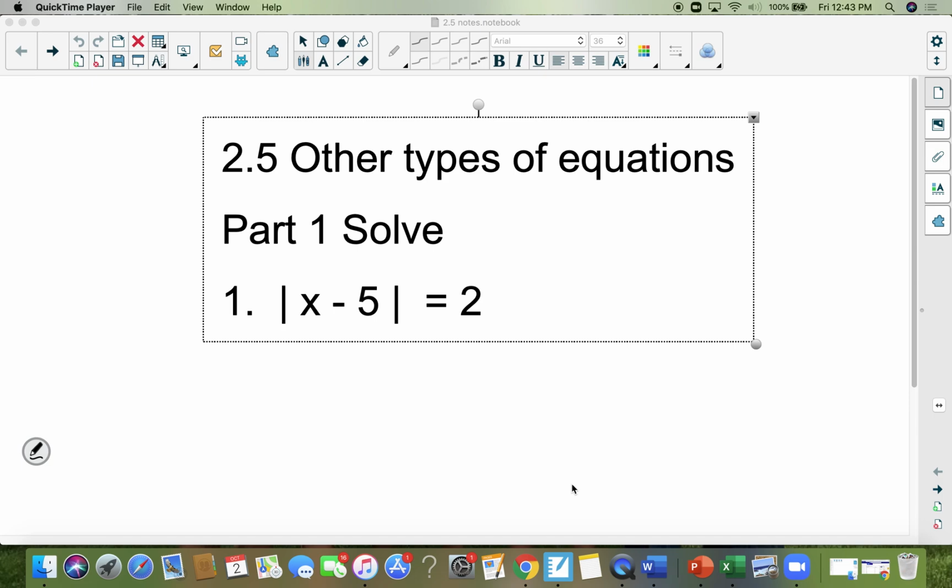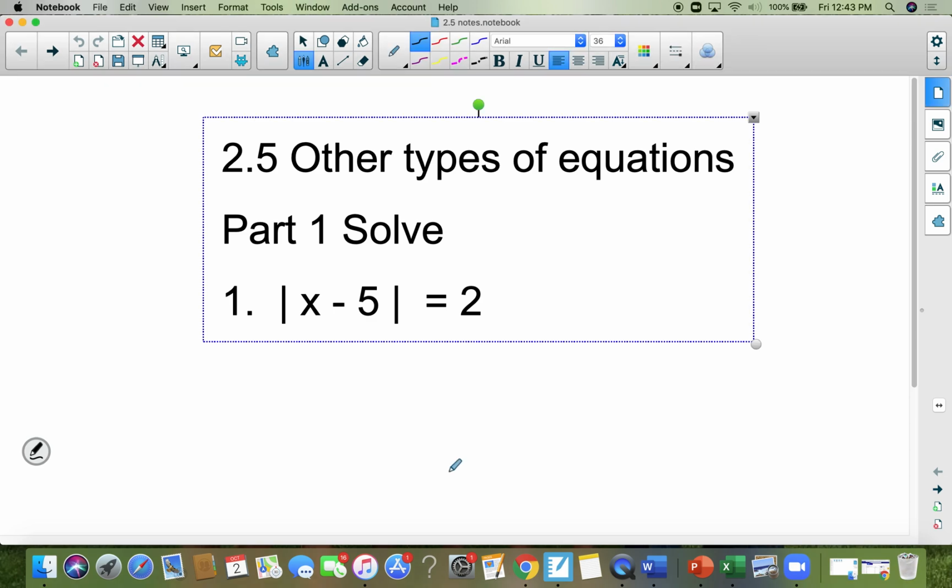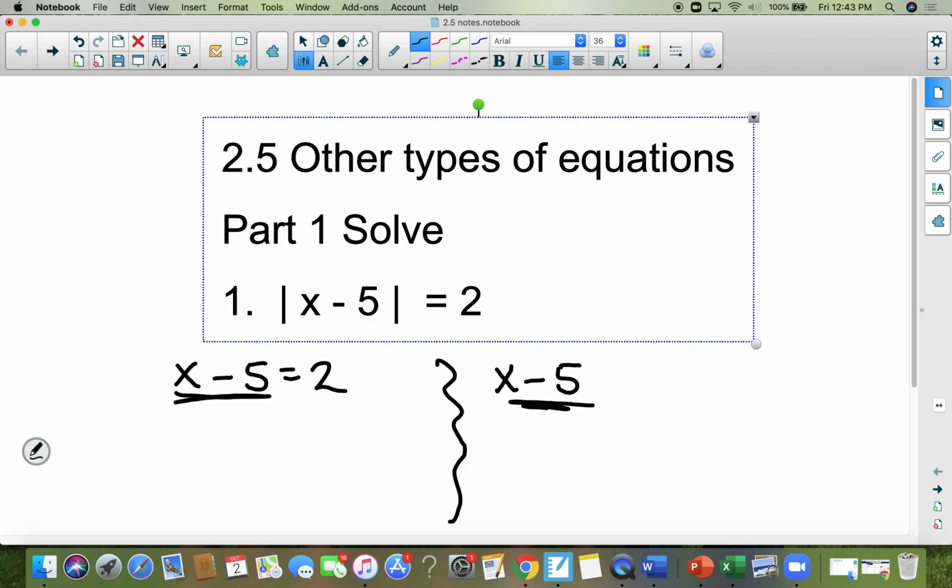So for problem number 1, if you have an absolute value problem, you know you're going to have two answers. So you need to make a little squiggle, and one is going to be x minus 5 equals 2, and the other one's going to be x minus 5. Do not change the x minus 5, but change the 2 to a negative 2. X equals 7, x equals 3. So if you get an absolute value when you're doing your homework, make sure you get two answers.